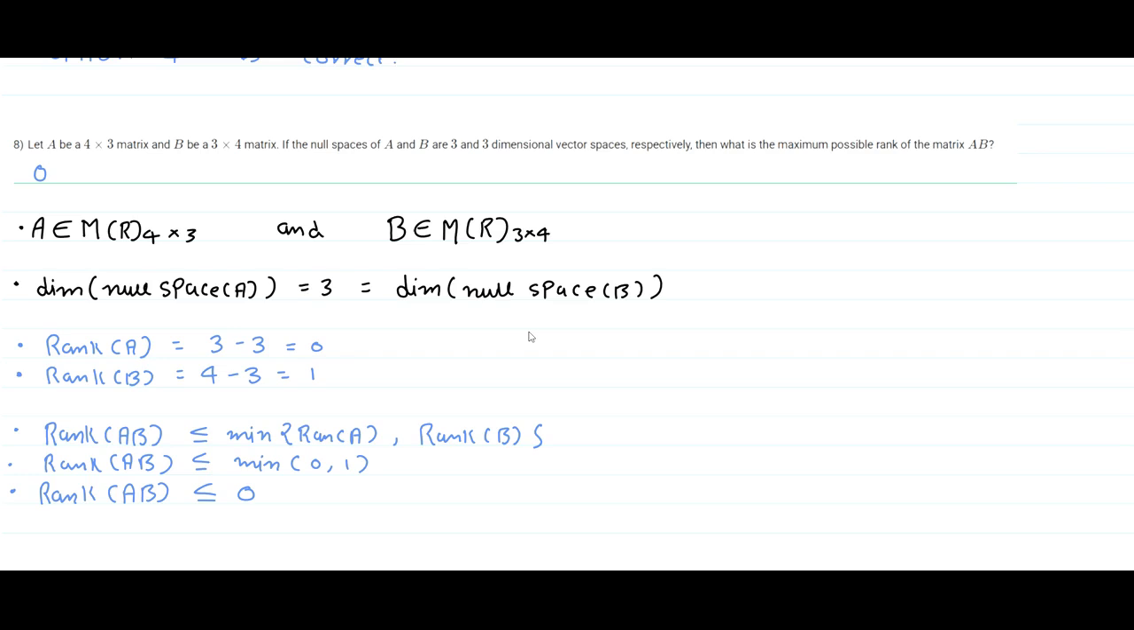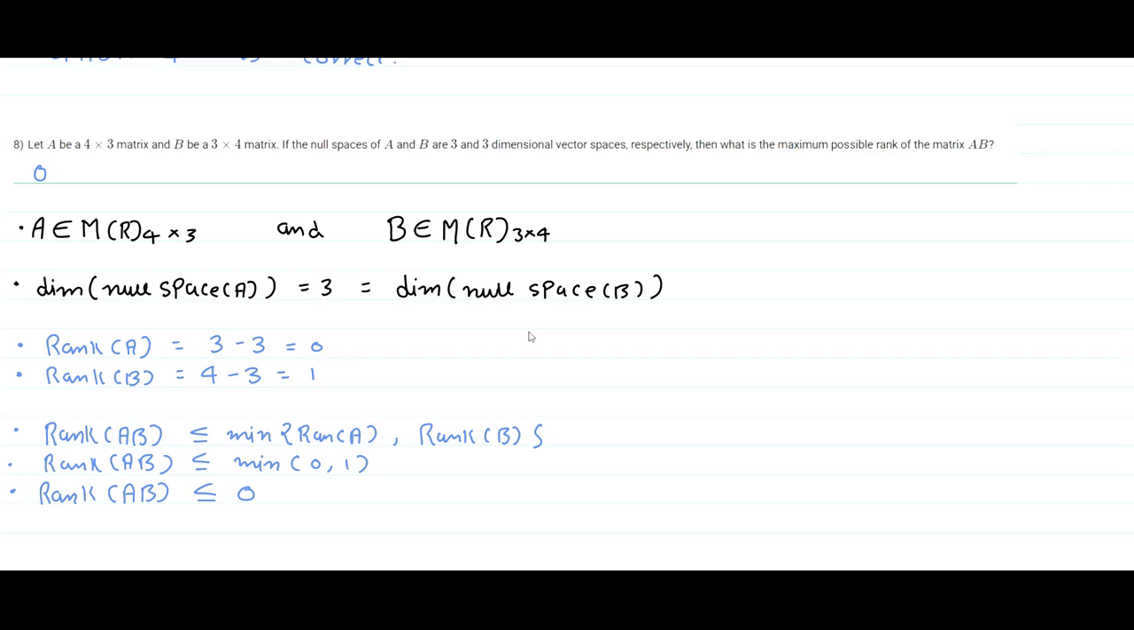So if we calculate the rank of matrix A, which has only 3 columns, then its rank is going to be 3 minus 3, which is equal to 0. And similarly, the rank of B is going to be 1. Now we know that the maximum possible rank of A into B is going to be less than or equal to the minimum of rank of A or rank of B. And here the minimum rank between A and B is that of matrix A, which is 0. Hence, the maximum possible rank is 0.